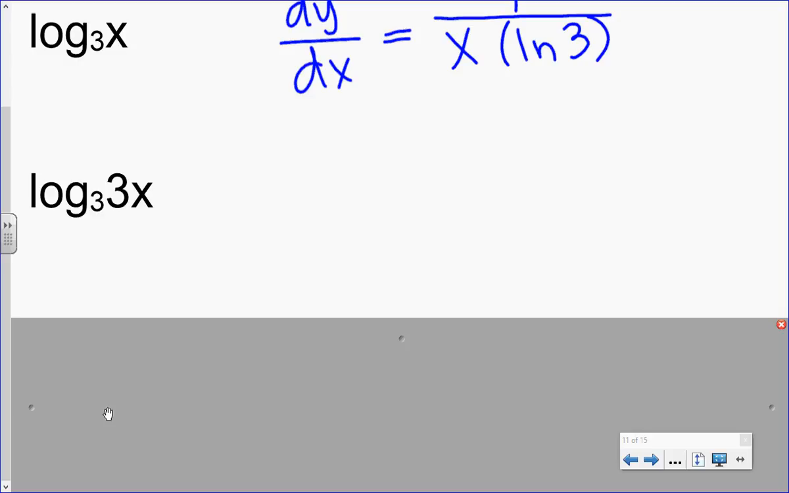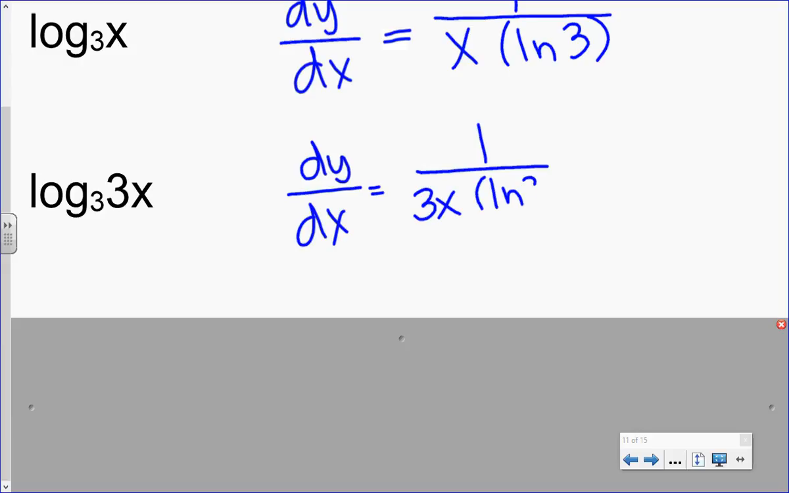Okay, let's do this one. Log base 3 of 3x. Some of you are realizing we are going to get the same thing, but let's just go through it, okay? So since we have a logarithm, we're going to have 1 over what's inside. Since it's not the natural log, we will have to multiply by the natural log of the base in that denominator. Okay, so there's the log rule.